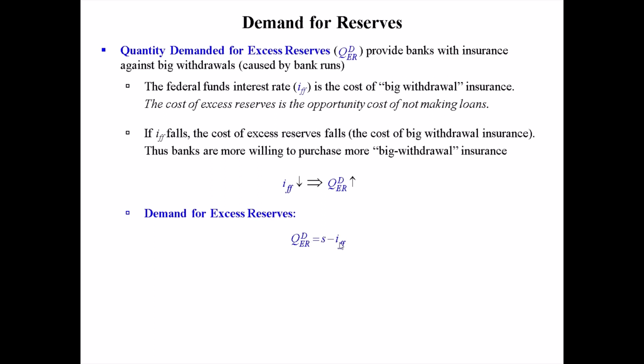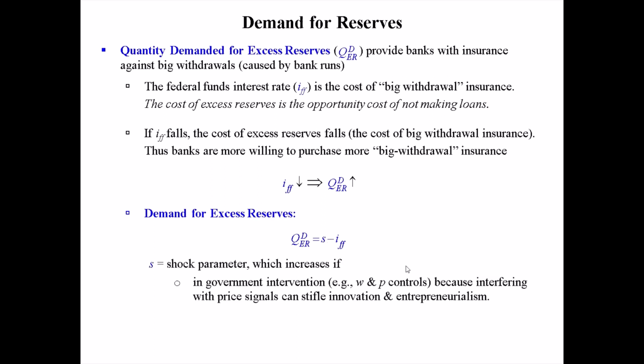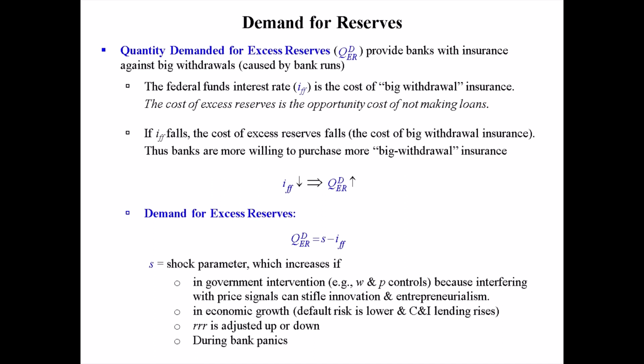The price of the insurance is over here, the quantity that is purchased is over here, and this is a shock parameter. And that shock parameter increases if there's a government intervention like wage and price controls, or in economic growth. If the economy is growing robustly, default risk is lower, and consumer and industrial loans rise. Or if the reserve requirement ratio is adjusted up or down, because when the Fed messes with the reserve requirements, it creates uncertainty in the banking system. And then, of course, bank panics. Okay, so all those things are going to increase the shock parameter.